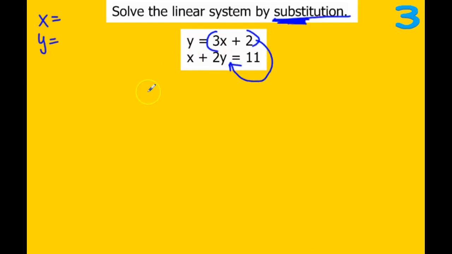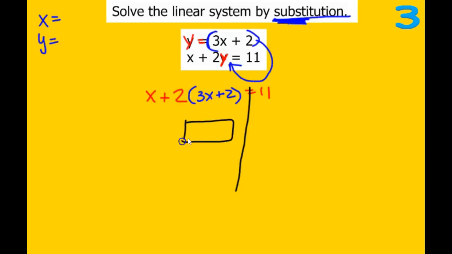So I'm going to rewrite this bottom equation. It says x plus 2y, and y is really this whole piece, 3x plus 2, all equal to 11. Again, all I did was take out y and replace it with whatever y was equal to. So I see parentheses again, I'm going to distribute.